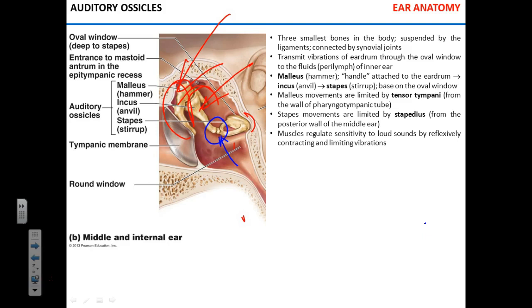Okay. So the function of those bones is to vibrate and transmit those vibrations all the way to the oval window. Behind the oval window is the fluid called perilymph. We didn't talk about that fluid yet. We will. Perilymph. Now think about this. Can fluid transmit the sound?